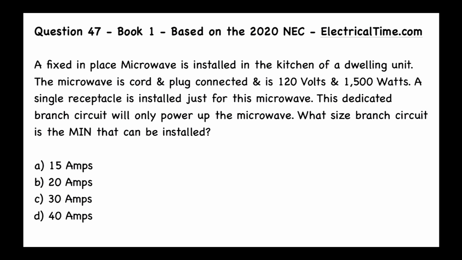A fixed in-place microwave is installed in the kitchen of a dwelling unit. The microwave is cord and plug connected and is 120 volts and 1500 watts. A single receptacle is installed just for this microwave. This dedicated branch circuit will only power up the microwave. What size branch circuit is the minimum that can be installed? Is it 15 amps, 20 amps, 30 amps, or 40 amps?